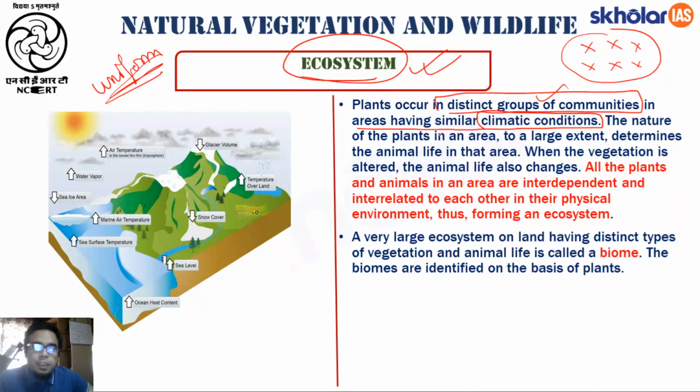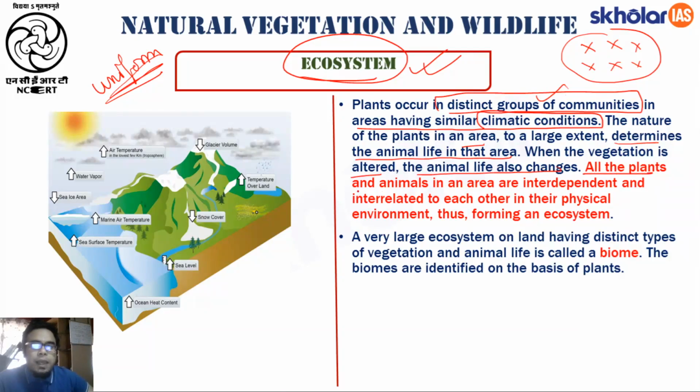Fine. And the nature of the plants in an area to a large extent determines the animal life in that area. Now suppose in this designated area we have a particular group of communities of plants, right? So the type of animals which are found there will be directly or indirectly dependent upon the type of plant communities which are found there, right? Okay, so when the vegetation is altered, the animal life will also change. So if the vegetation changes, the fauna will also change. So both flora and fauna are interdependent on each other, right?